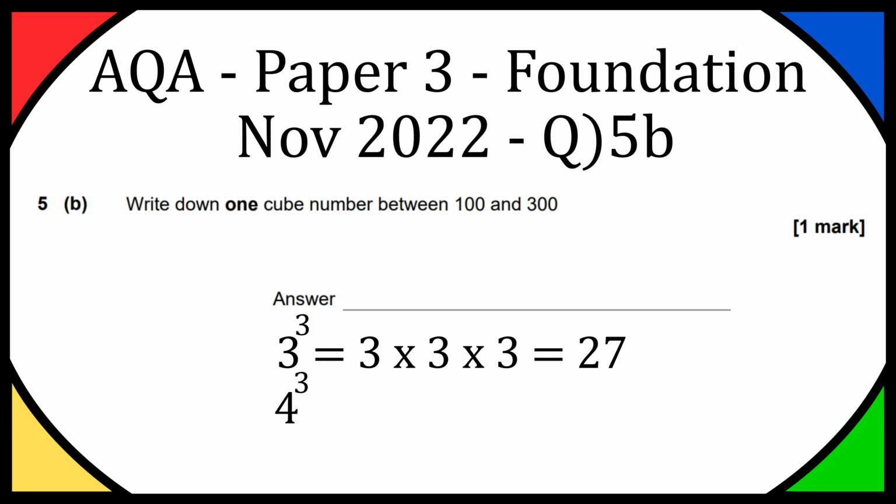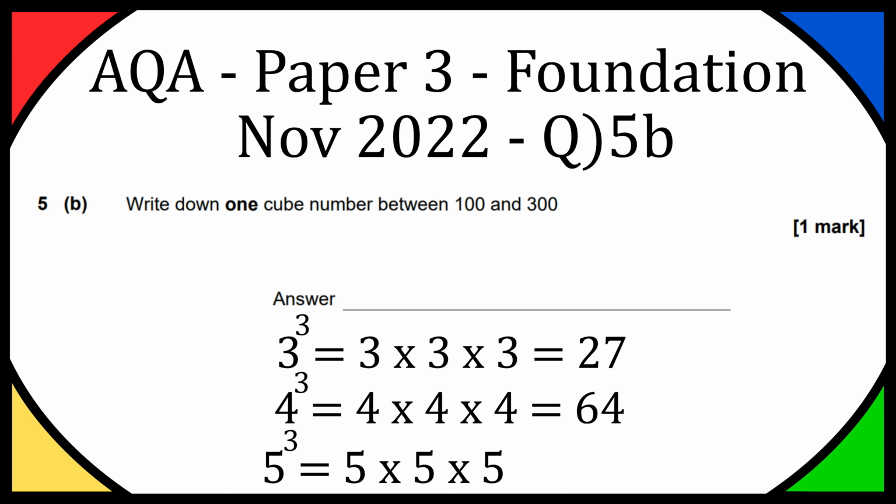Let's try 4 cubed and see if we can get another cube number between 100 and 300. So next one would be 4 times 4 times 4, which is 64. So 64 is a cube number, but it's not between 100 and 300. Let's try 5 cubed, so 5 times 5 times 5, that gives us 125. So that is a cube number between 100 and 300.